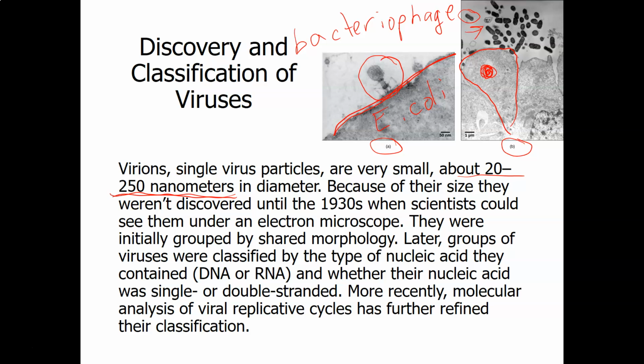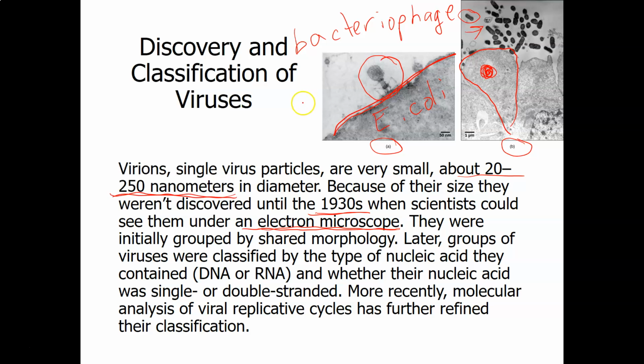But because viruses are so small, they weren't discovered until the 1930s, because that's when scientists developed the electron microscope. They initially were grouped and classified by shared morphology. That means shared structure.